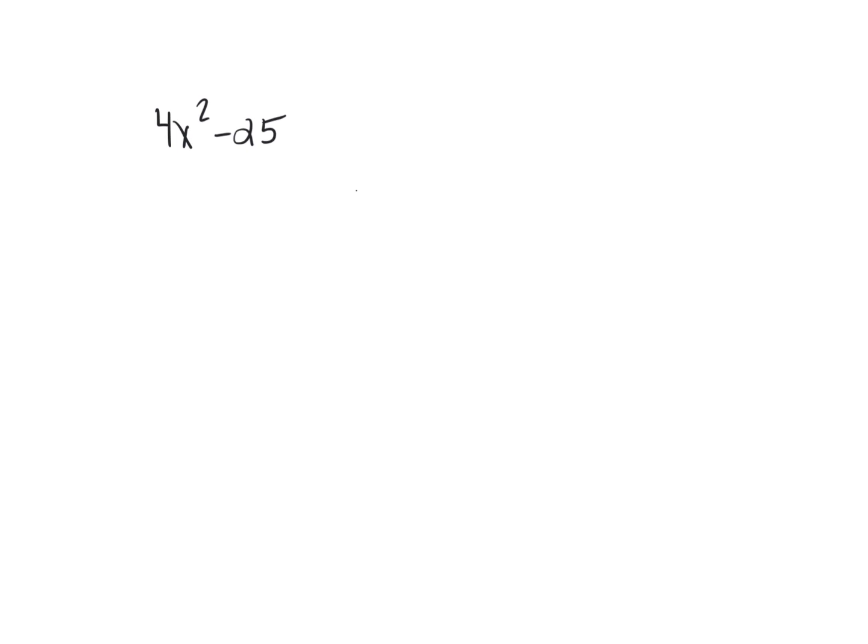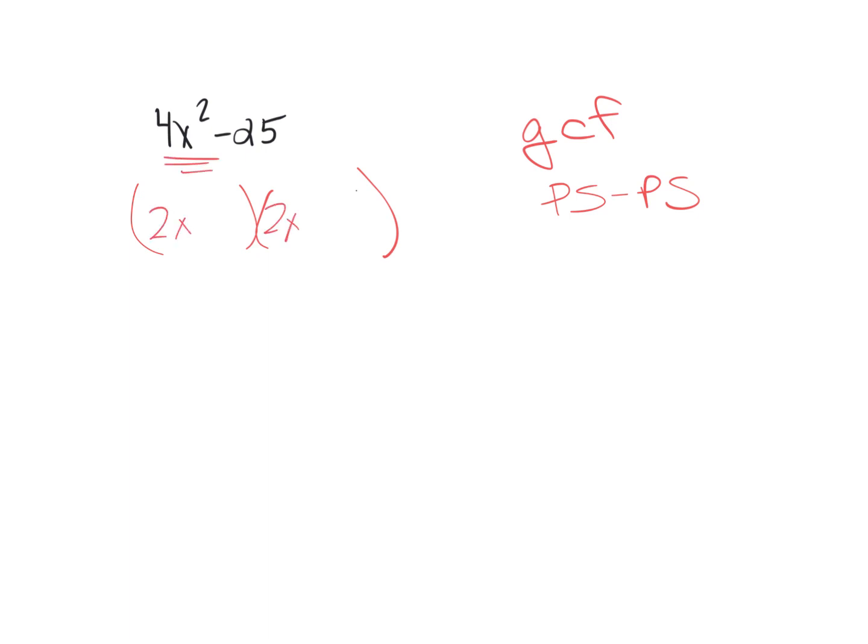All right, our next one. Remember, if we think about the flow chart that we did in class, always think, is there a greatest common factor? There is not one in this problem. And then I look at the number of terms. There are 2 terms. And I know that the only pattern I know for 2 terms is perfect square minus perfect square, which this does fit. So the 4x squared is 2x and 2x. And then the negative 25 comes from a plus 5 times a negative 5. And there is our answer for that problem.